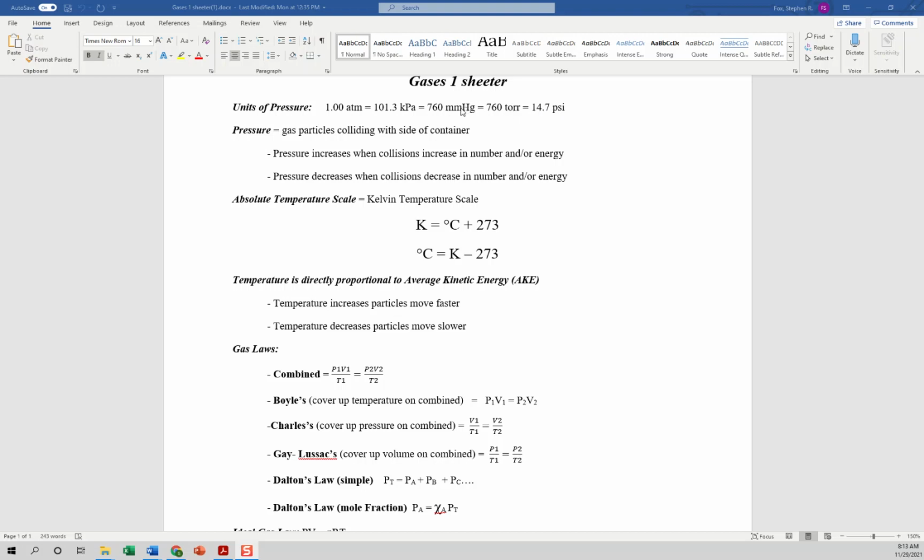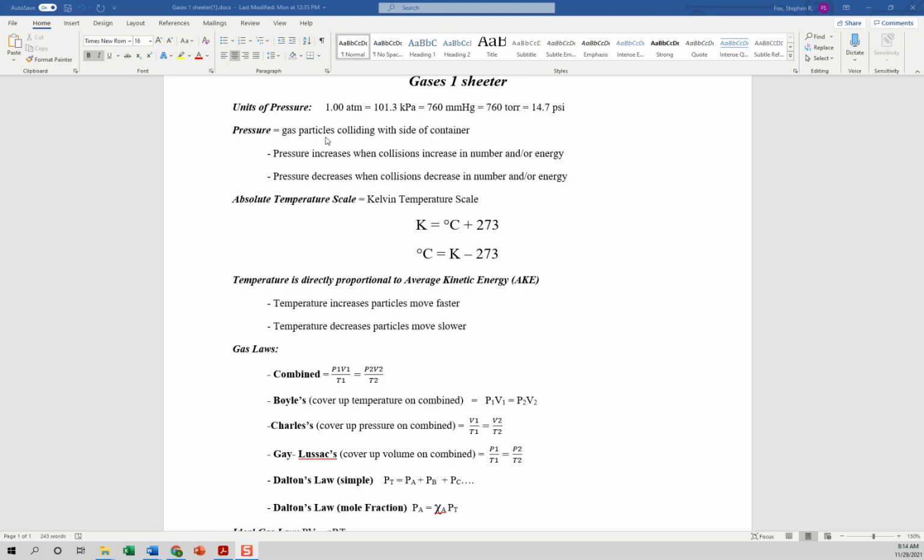Torr and millimeters of mercury are the same exact unit. And then kPa just means kilopascal, so 1,000 Pascal. So if we multiplied this by 1,000, that would be the SI unit of pressure, which is Pascal, okay? But it's such a big number, 101,300, that we usually denote it as kilopascal, all right?